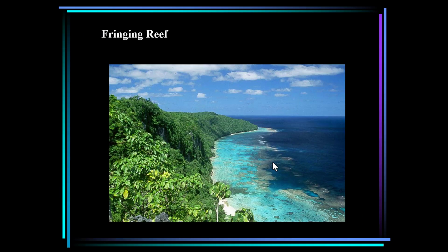So this here is a very typical fringing reef. You can see the turquoise color, which is the very shallow reef. And you can see behind the reef, the ocean color is really dark blue, which shows that it's very deep water, while the turquoise always means very shallow water. Fringing reef just means, remember, it is attached to the land.